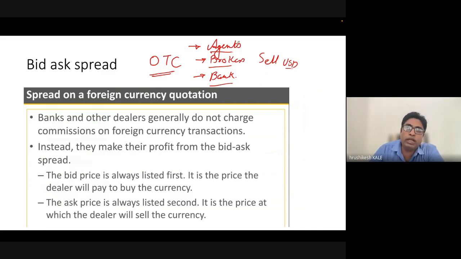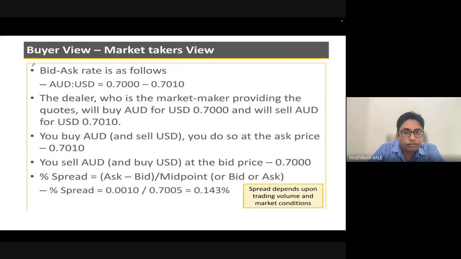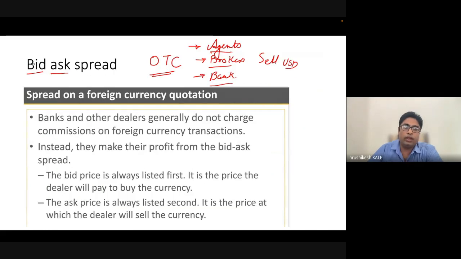So whenever we ask an agent for a rate, they give two rates. One is the bid rate, another is the ask rate. Now, what is bid rate? Bid rate is that rate at which the agent purchases the currency from us. And ask rate is that rate at which the agent sells the currency to us.